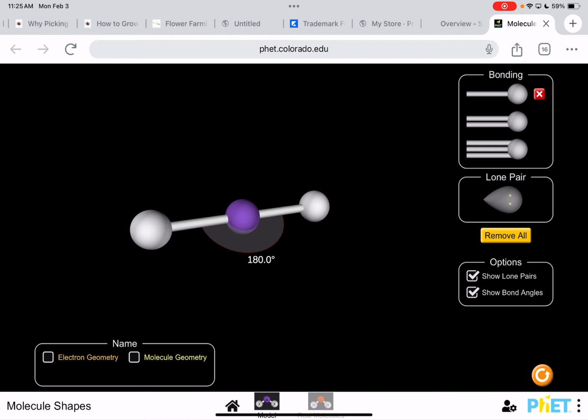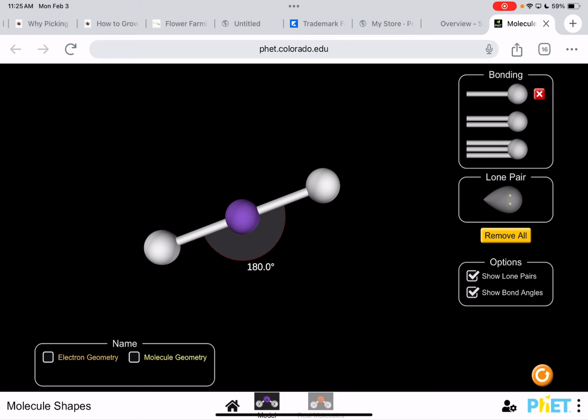Okay, you can click on the thing that says show bond angles. That shouldn't be surprising. 180 degrees.